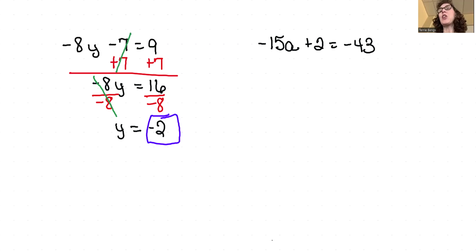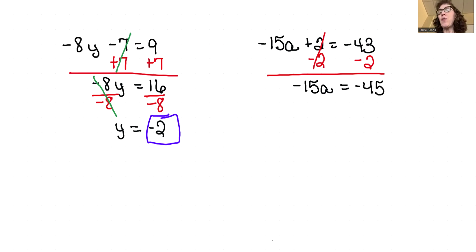So here we have a plus 2. So we do the opposite. The opposite of a plus is a minus. So we're going to say minus 2. What we do to one side, we must do to that other side. And so we will subtract 2 from both sides. And then the 2s will cancel out because we have a plus 2 and a minus 2. That makes 0. So now we have negative 15a is what is left on that side. And then a negative 43 plus a negative 2 would make a negative 45.